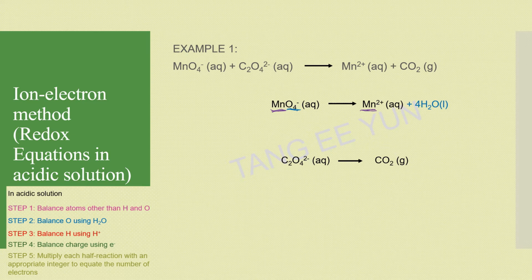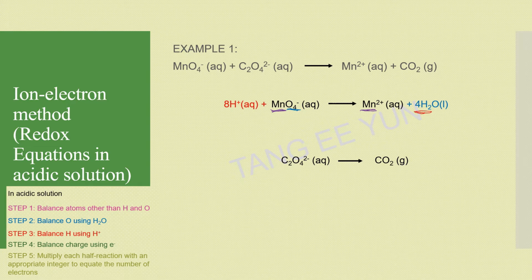After we have balanced the oxygen, we need to balance hydrogen using the hydrogen ion. By adding water to balance oxygen in step 2, we add in 8 hydrogen atoms. So how do we balance the hydrogen atoms? We need to use hydrogen ions and we need to add 8 of them on the reactant side.